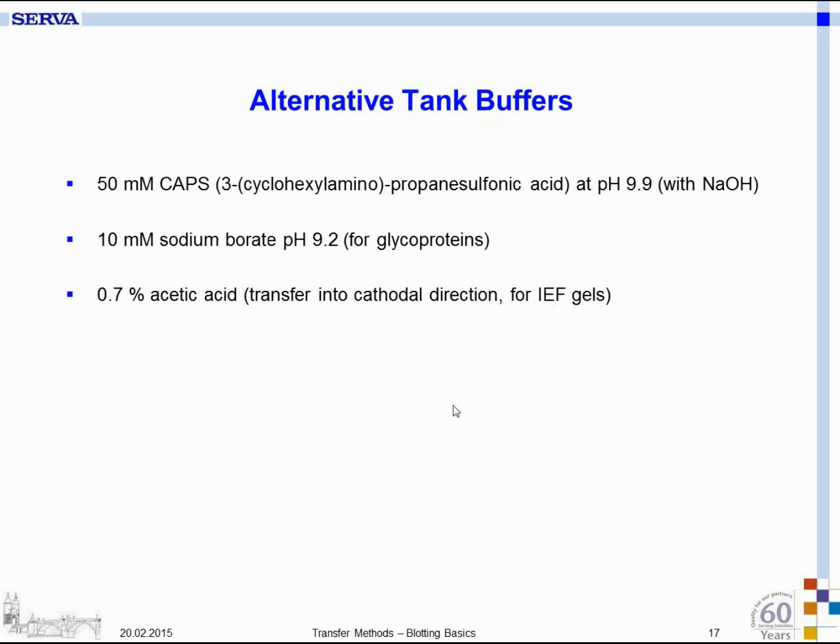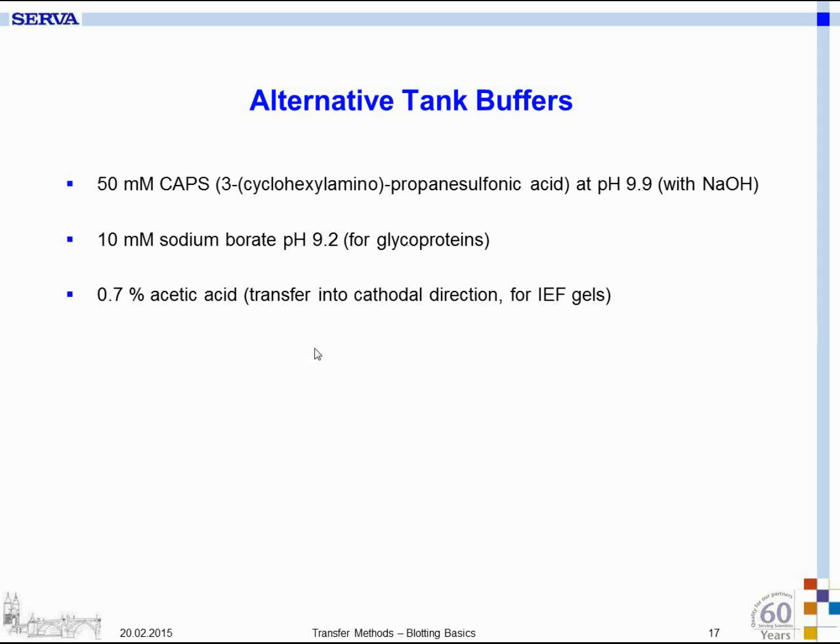Some people have not been happy with the transfer effectiveness of the Towbin buffer, so they prefer the CAPS buffer. They titrate the CAPS with sodium hydroxide to pH 9.9. Glycoproteins transfer better in a sodium borate buffer because the borate sticks to the sugar moieties and adds additional negative charges to the glycoproteins for efficient transfer.